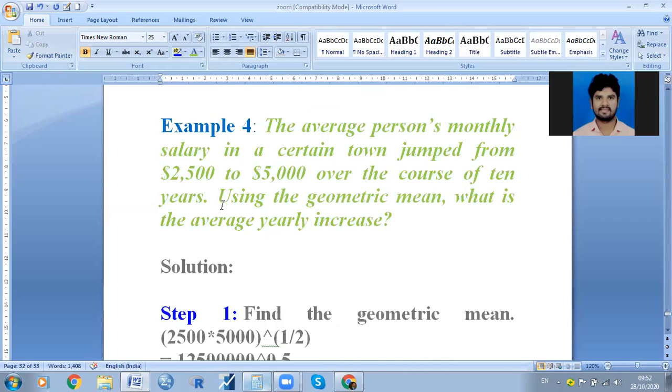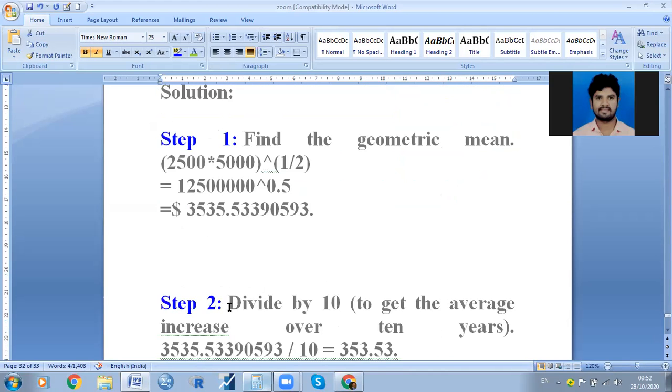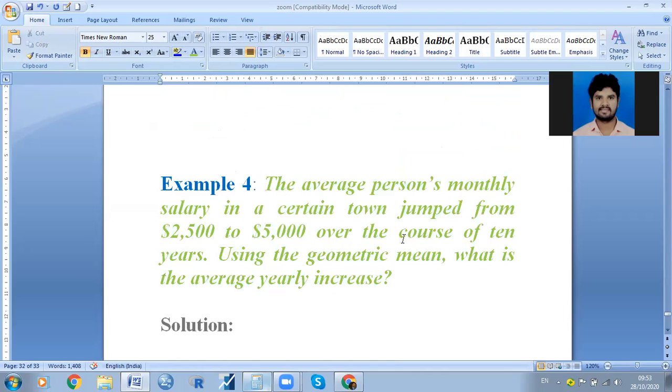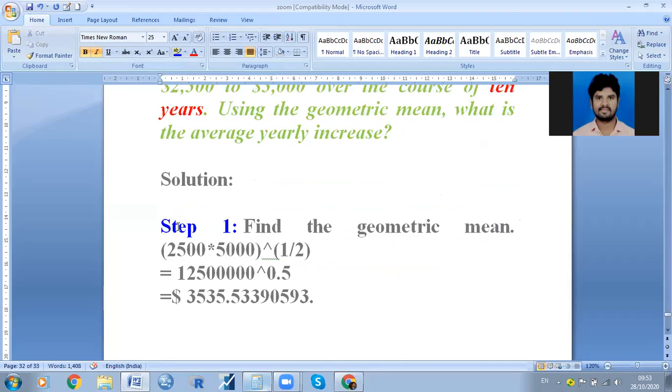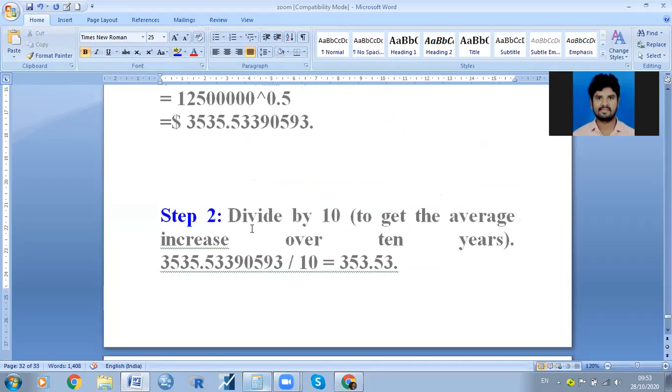So after calculating the geometric mean, we need to find out what the average yearly increase is. We divide by 10, because there are 10 years. Over the course of 10 years, divide by 10 to get the average increase over the 10 years. Whatever result we got, we simply divide by 10. So when you divide by 10, how much do you get?